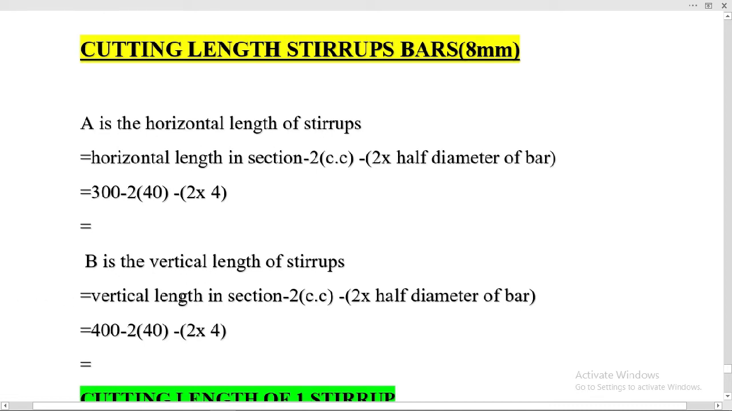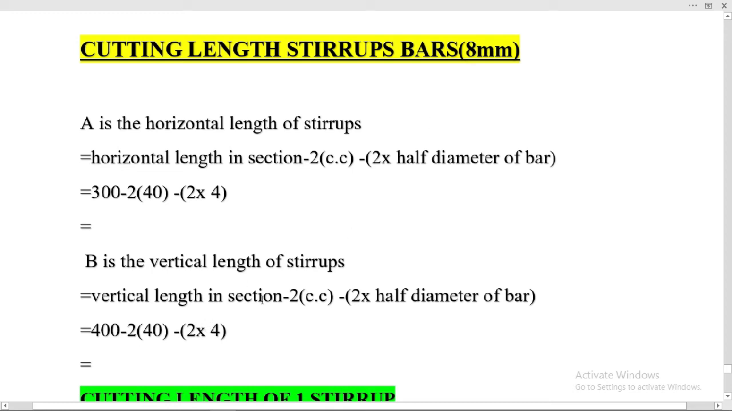Vertical length, we just take the vertical height in the section. Vertical height in the section, we have 300 by 400 millimeter column section, so here 400 millimeter vertical height in the section, minus 2 concrete cover, 2 into 40, because we have concrete cover 40 millimeter, minus 2 half of the diameter of the bar, so 2 into 4.